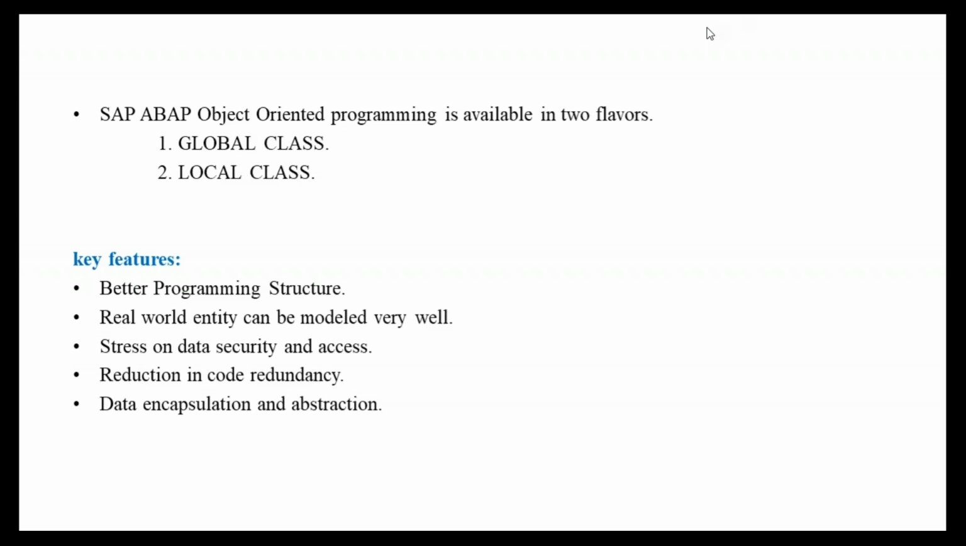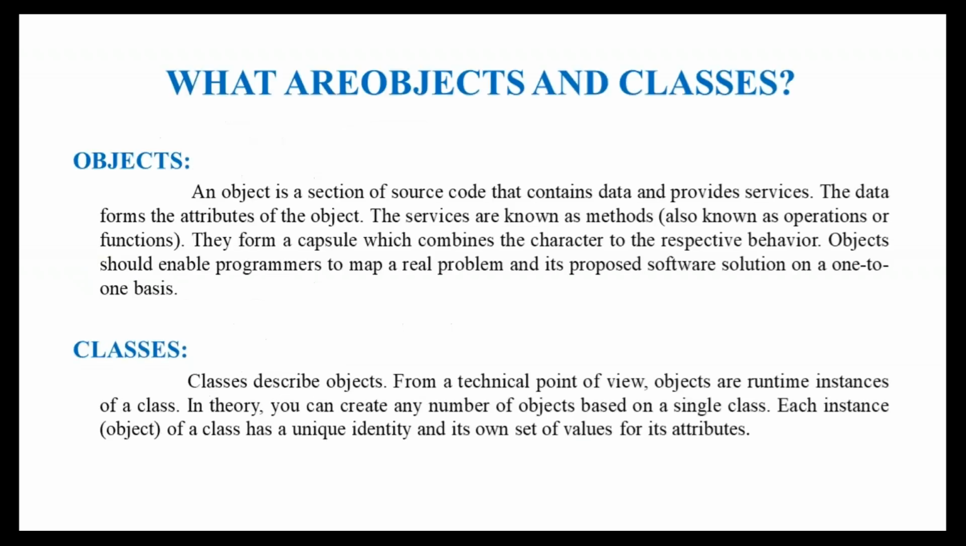The advantages of object-oriented programming are better programming structure, a real-world entity can be modeled very well, stress on data security and access, reduction in code redundancy, data encapsulation and abstraction. There are four properties which need to be satisfied by a programming concept to name it object-oriented programming. So what are these four concepts?